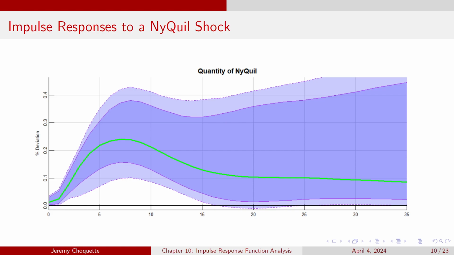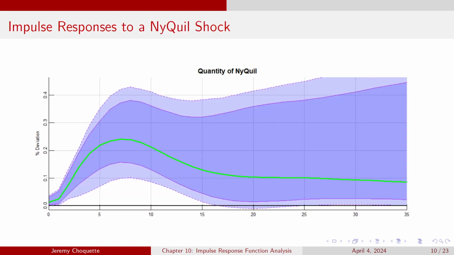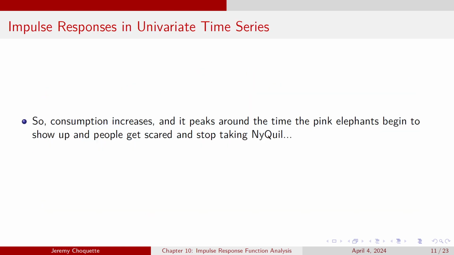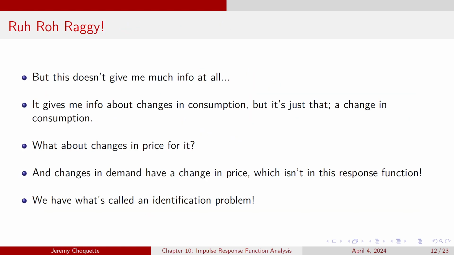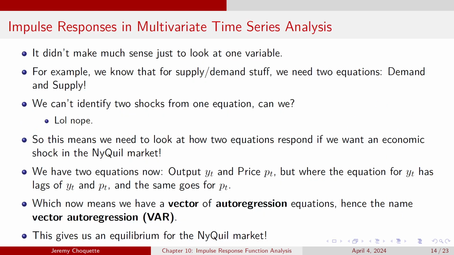But we're looking at this quantity increase. What if the price went down? Well, that would be indicative of a supply shock, because for a supply shock, output and price move in opposite directions, not the same direction. So by looking at this, we don't know which one it could be, and it could be either one because there's not enough information. We can't identify these shocks all that well, hence there's an identification problem. Not good.